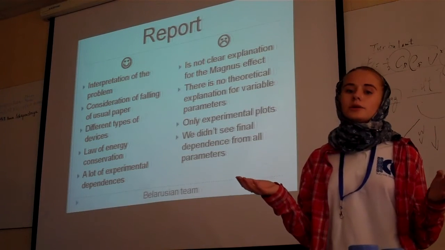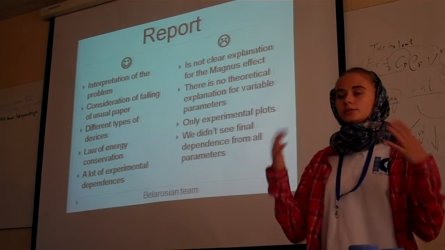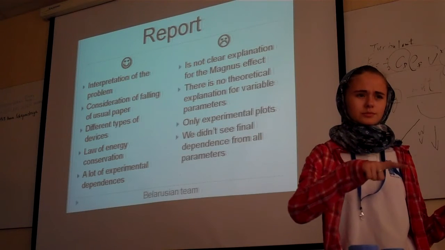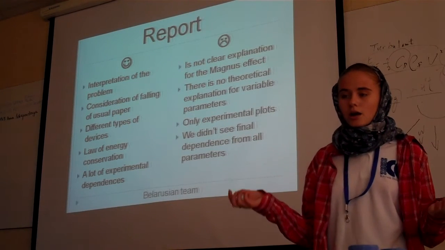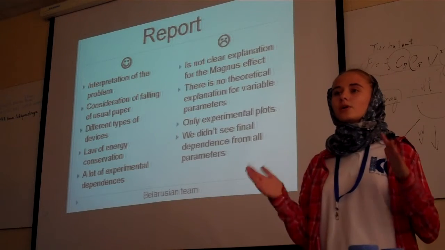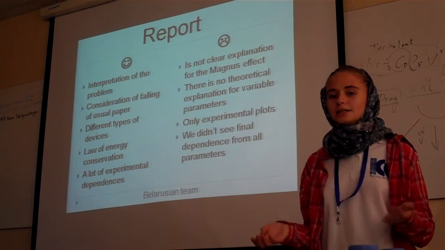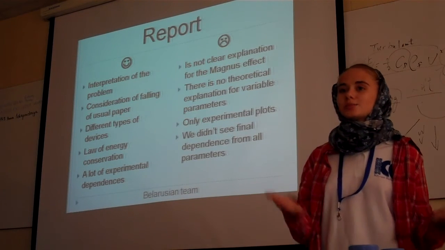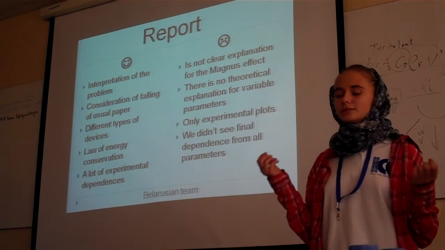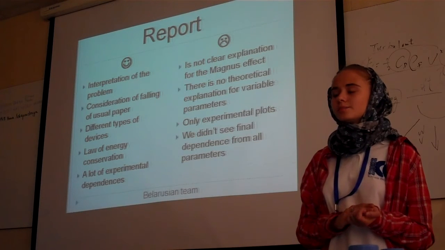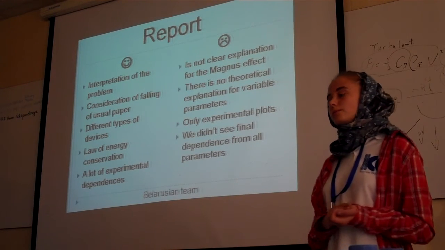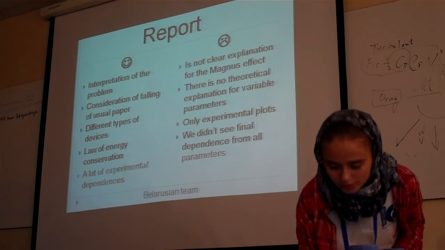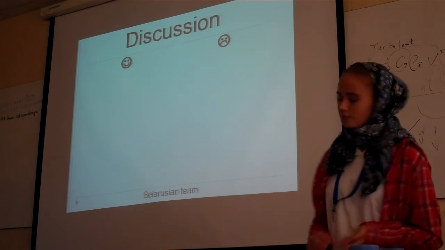Because if we, for example, increase the surface of our device, we have constant mass, so if we increase one parameter, we should decrease some other parameters. That's why there should be a final dependence which shows us in which parameters we have the biggest time of falling. And now let's go to the discussion.